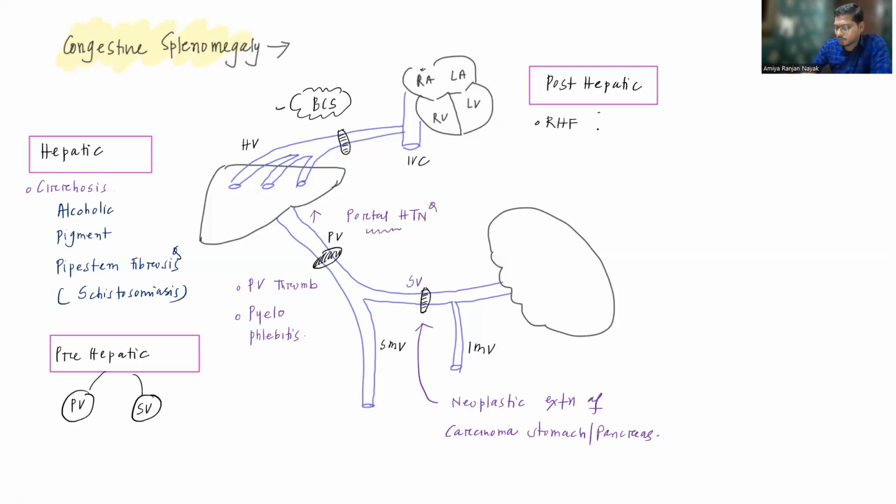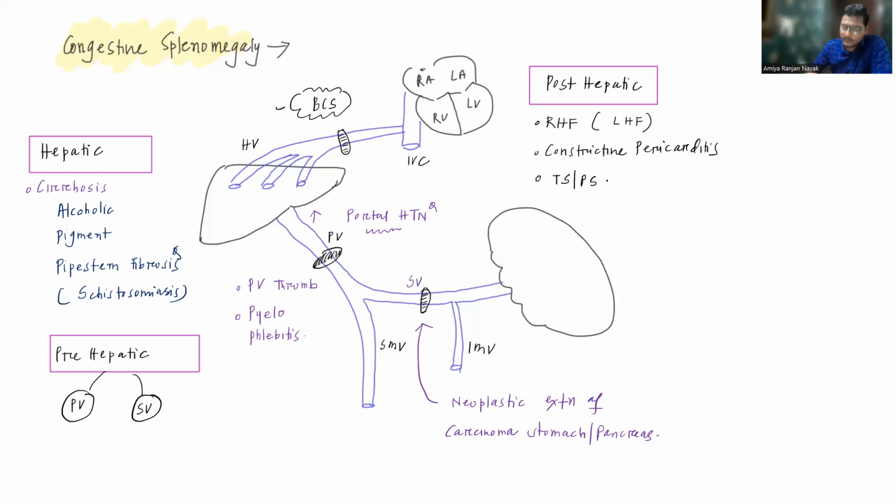The most common cause of right heart failure is again left heart failure. So any heart failure can cause this congestive splenomegaly. Also, constrictive pericarditis. Any condition which leads to impaired inferior vena cava drainage into the right side of the heart will lead to this congestive splenomegaly. And also there are certain right-sided valvular causes like tricuspid stenosis or pulmonary stenosis.